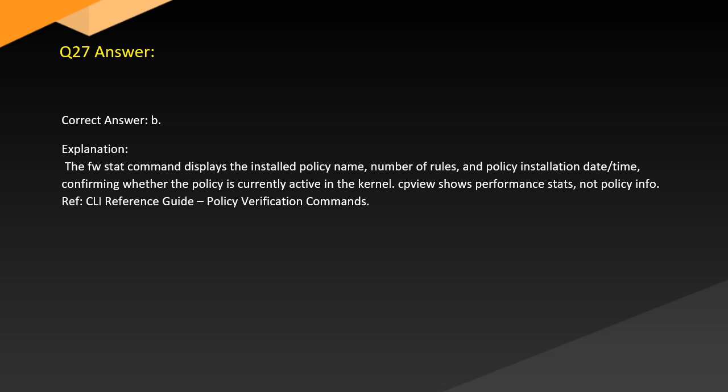Answer. Correct answer: B. Explanation. The fw stat command displays the installed policy name, number of rules, and policy installation date and time, confirming whether the policy is currently active in the kernel. CPView shows performance stats, not policy info. Ref: CLI Reference Guide, Policy verification commands.